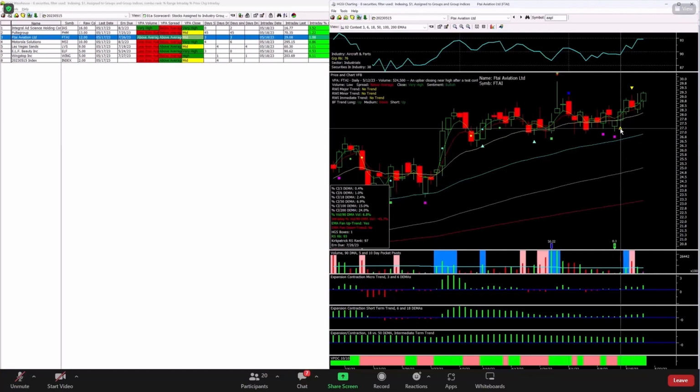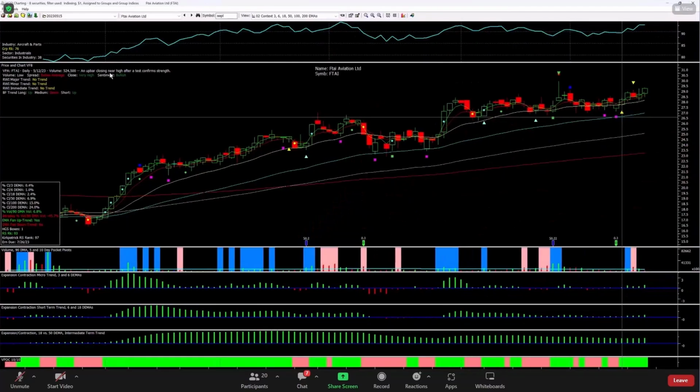This yellow triangle here confirms it's an up bar closing near the high after a test. Let me open this up. Well, after a test confirms this low volume test. This doesn't always work, but it works a great deal of the time.